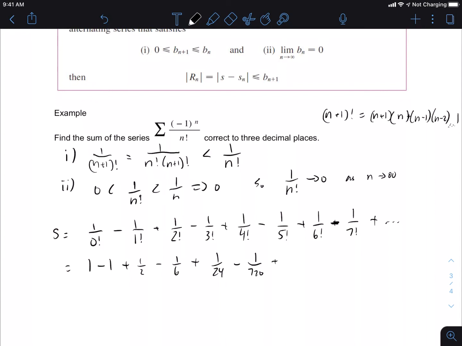let's see, did I get that? Let me see if I'm right. 24 is, what's 5 factorial? Let me get that real quick, sorry. 5 times 4 times 3 times 2 is 120, oops. Plus 1 over 720 minus 1 over 5,040 plus dot dot dot, right?